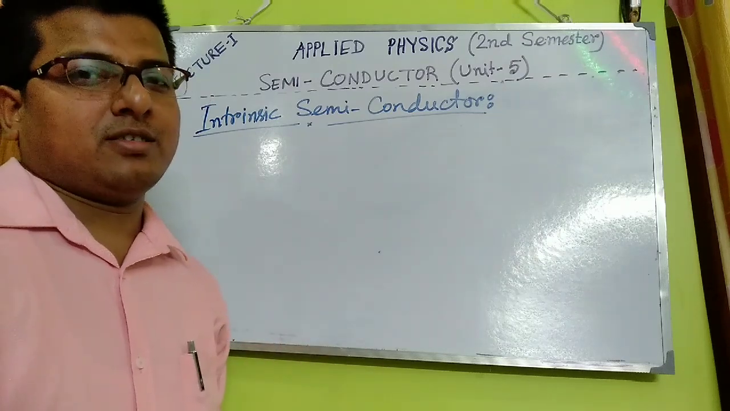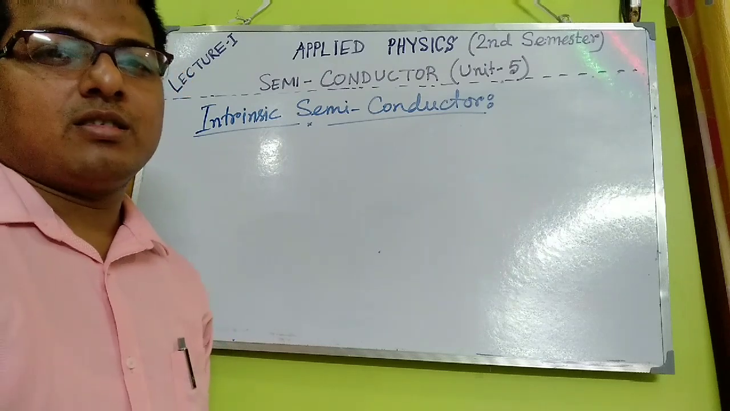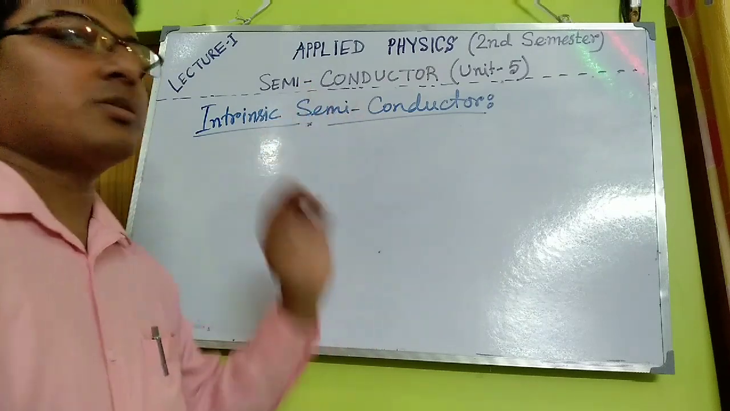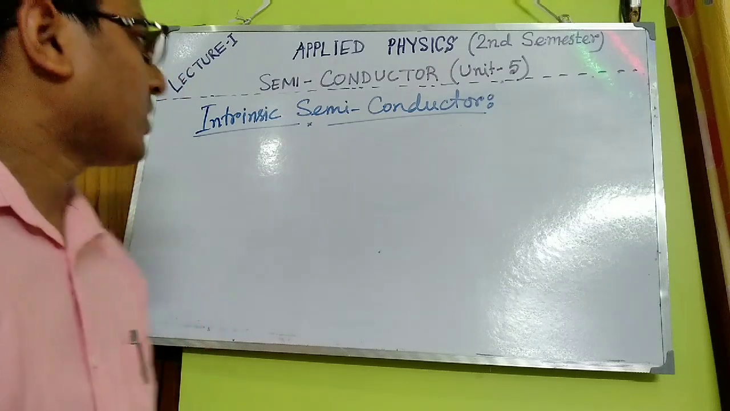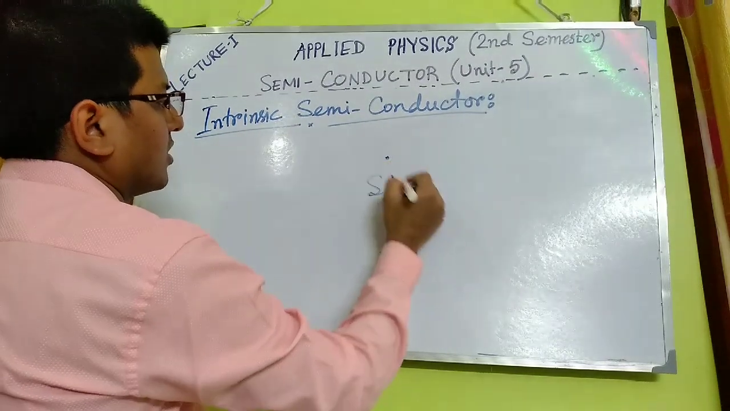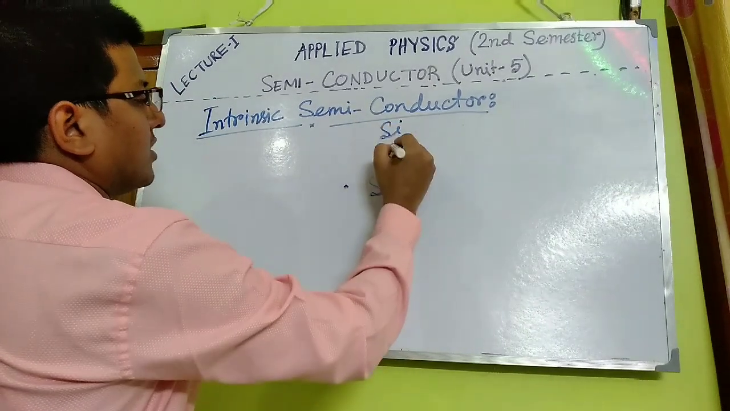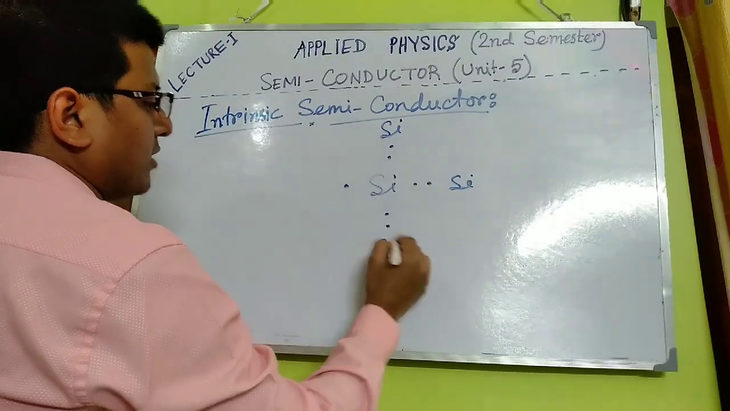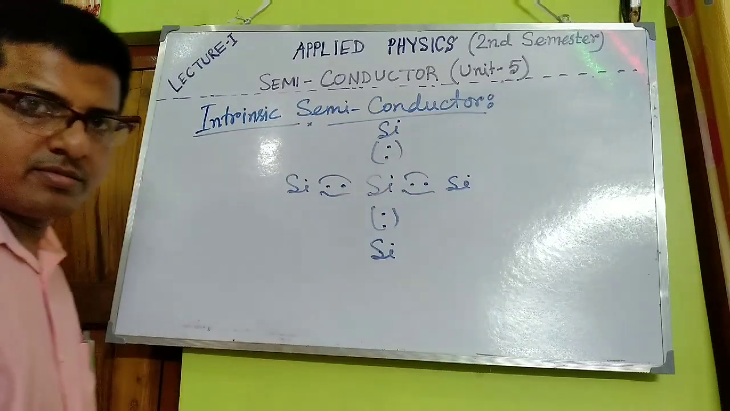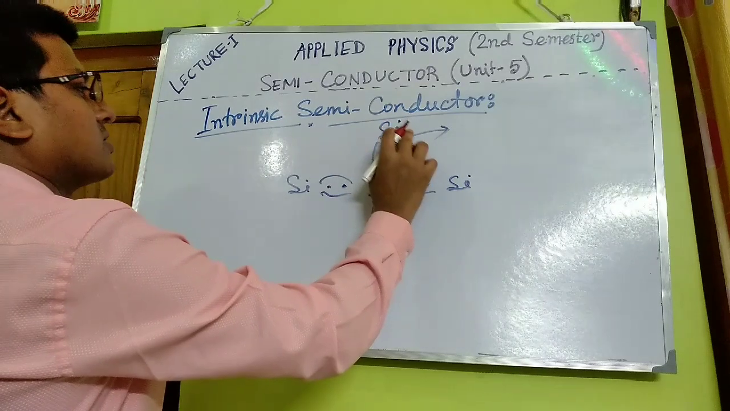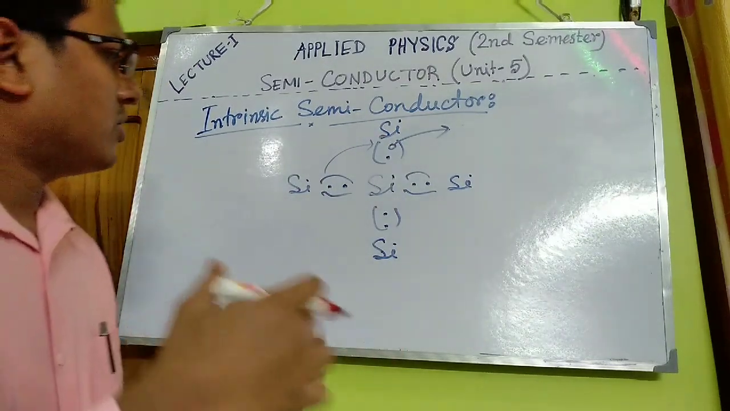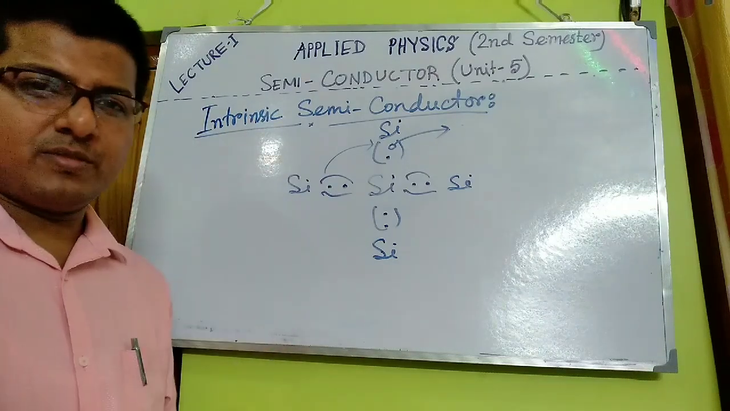But we need more conductivity than the intrinsic semiconductor, so some impurity can be doped into the intrinsic semiconductor and it produces an extrinsic semiconductor. At first, I am telling you about the intrinsic semiconductor. Silicon atoms are in a covalent bond. At room temperature, they break the bond and an electron comes out. When the electron comes out, it produces a hole and another electron comes to here. So electrons and holes alter their positions and current flows. But it is a pretty low amount.